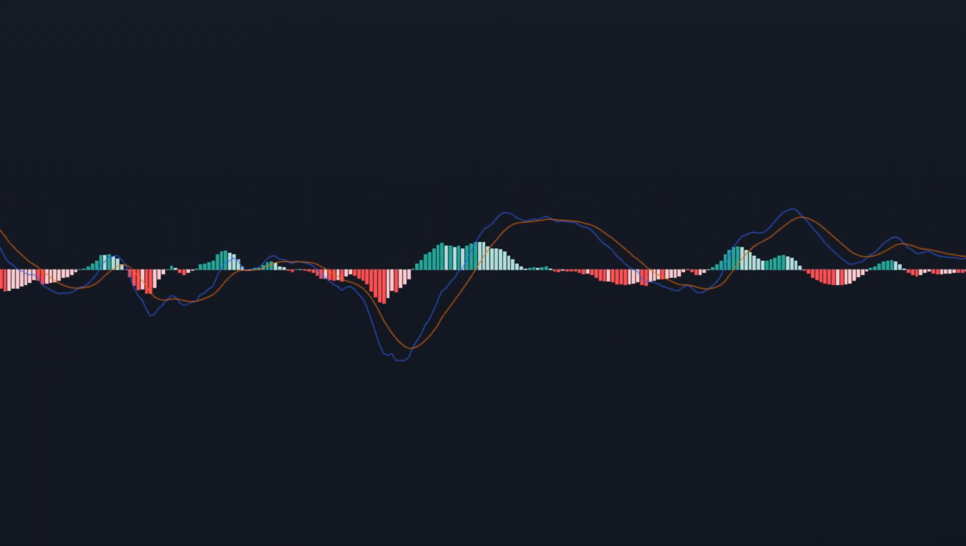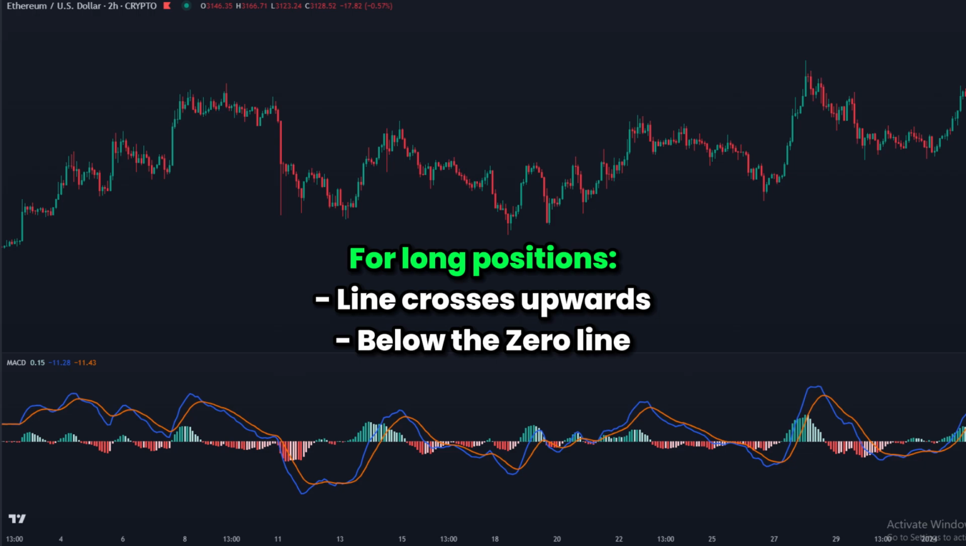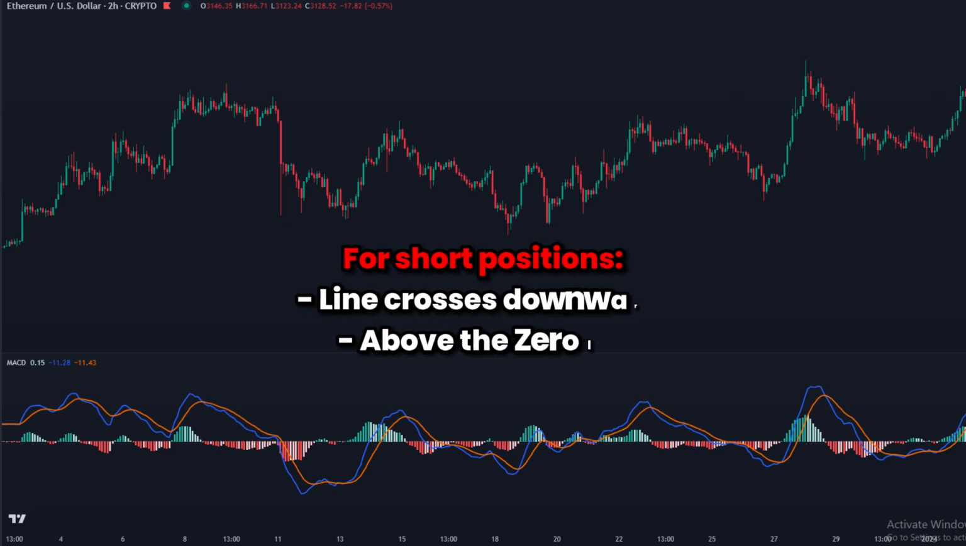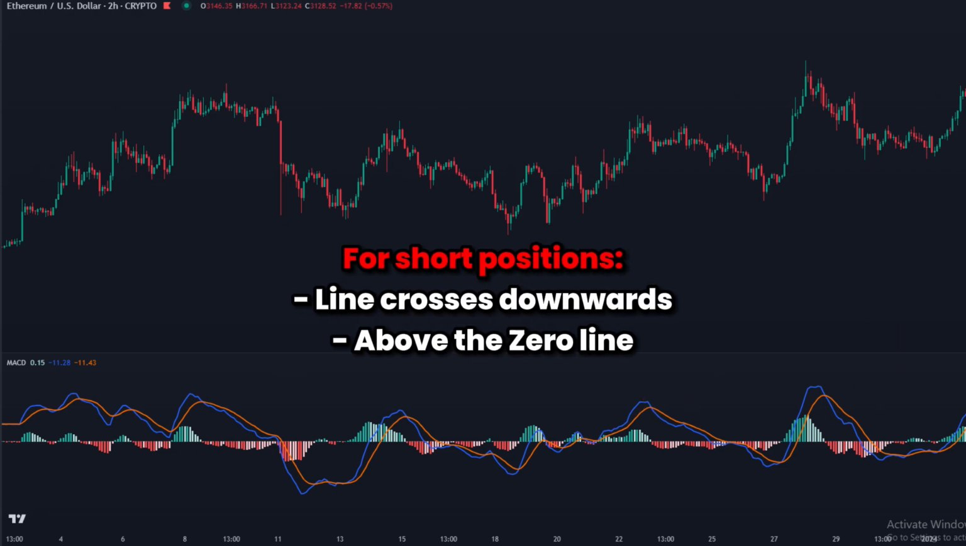Traders can also use the histogram to indicate how much momentum there actually is. So, if the histogram is getting bigger, that means there is an increase in momentum. If it's getting smaller, there is a decrease in momentum. So, how you want to use this indicator is very simple. For long positions, you use it only when the line crosses upwards, but only if they cross below the zero line. If they cross and it's above the zero line, you wouldn't enter a trade. It's the same thing with shorting. You can only enter a short trade if the lines are crossing downward and are above the zero line.